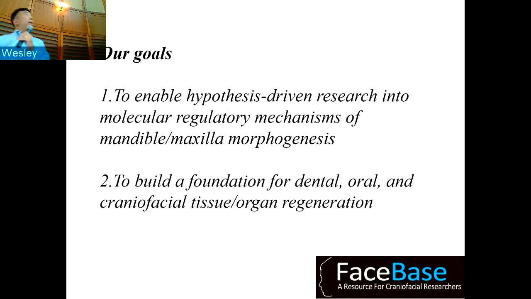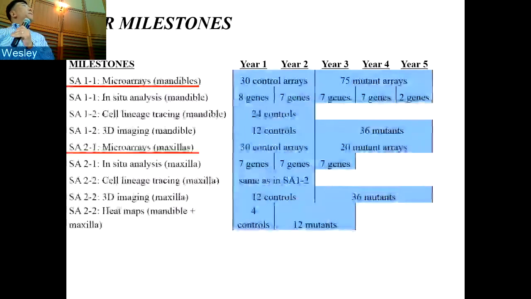And our goal is really to enable hypothesis-driven research into the regulatory mechanism of mandible and maxilla development, and also generate information to be used as a blueprint for craniofacial tissue regeneration. And these are the milestones that we have listed over the course of 5 years for our project.